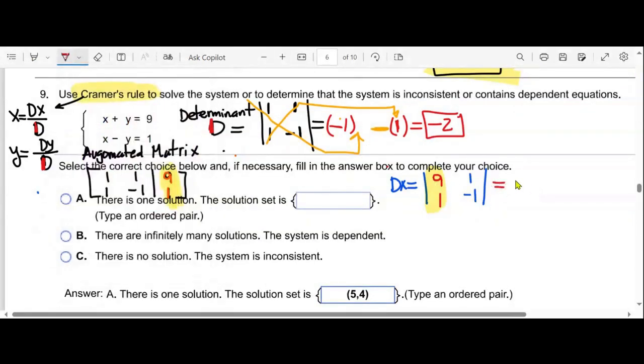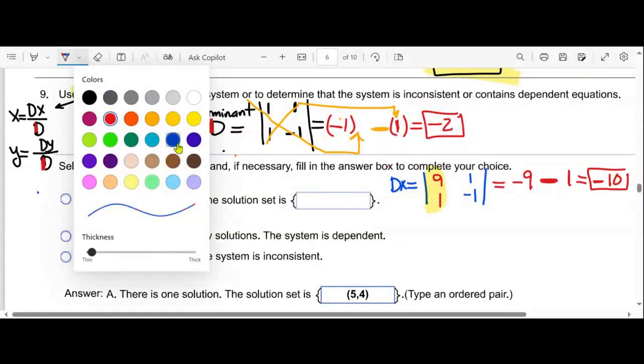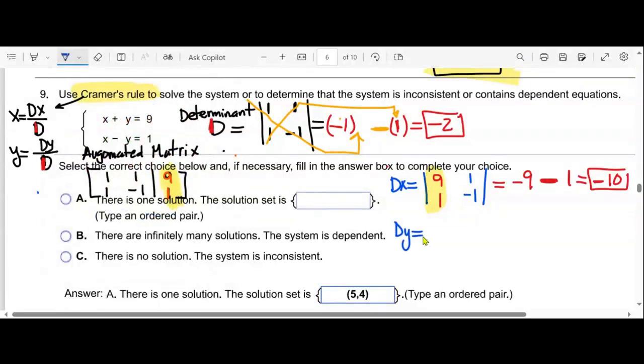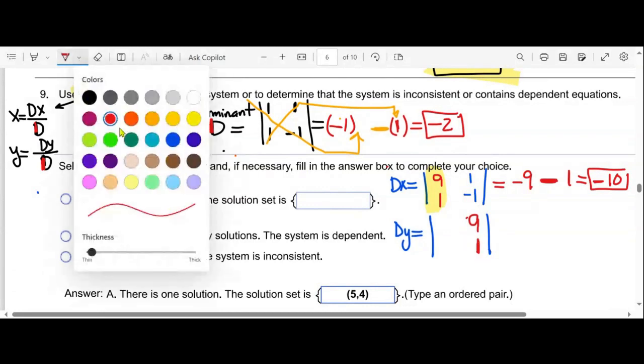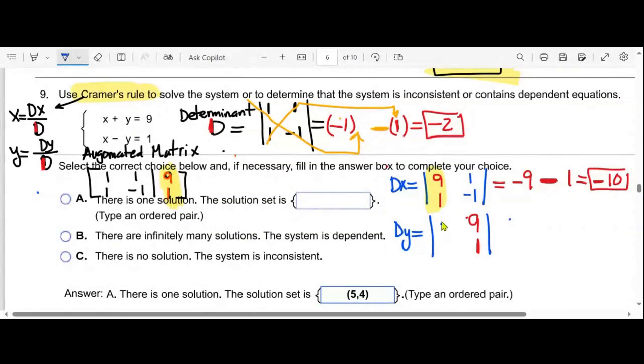So it's going to be 9 times 1, 9. Then negative, don't forget subtraction, 1 times 1 is 1. 9 minus 1 is... minus 10. So dx is minus 10. Very good. Now we'll go for the next one, dy. In dy, I have to replace the y by the constant, and here I'm going to put the same values, 1 and 1.